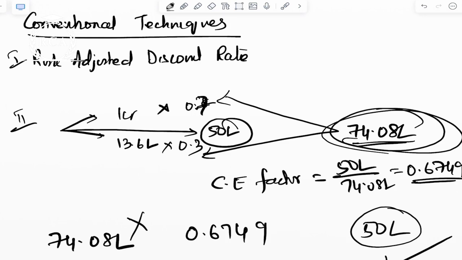Risk premium should be dependent on the risk of the project to be taken up.